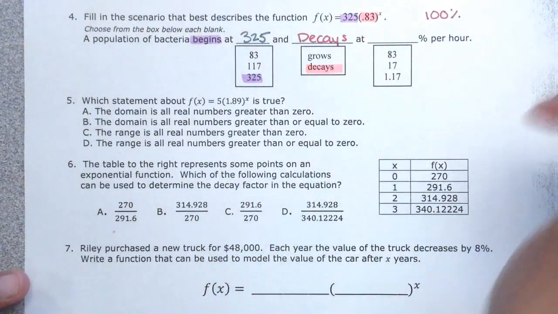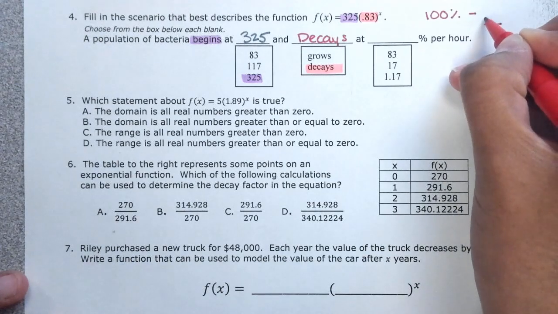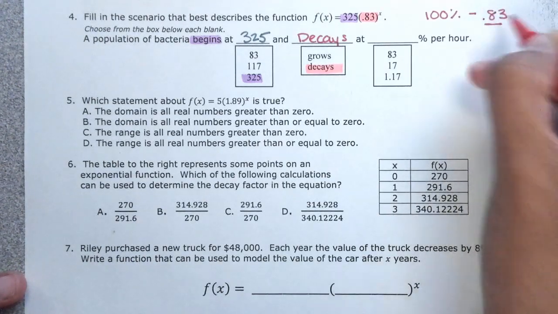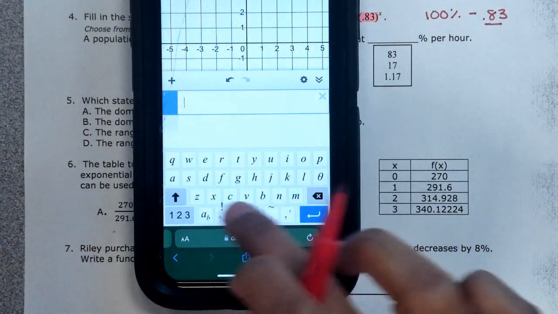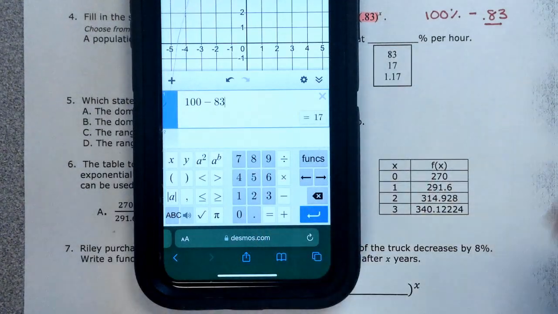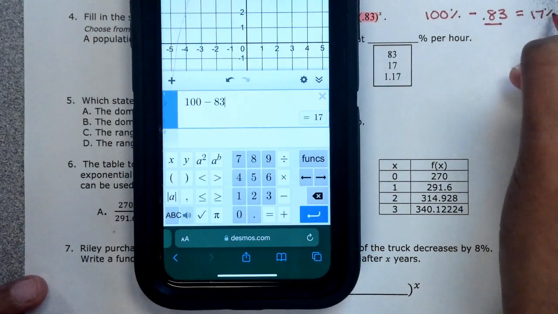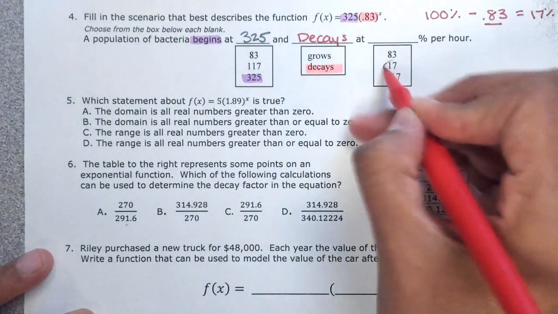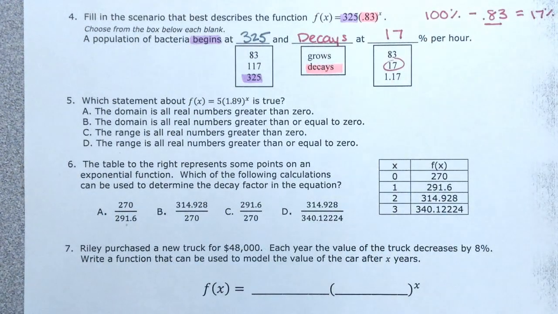So what did I subtract, right, to get that? So let's see. We're just going to subtract 83 from 100. So we're going to use the calculator right here. 100 minus 83 gives me 17, which means I subtracted 17%. I took away 17% per hour. So there it is, 17% per hour.